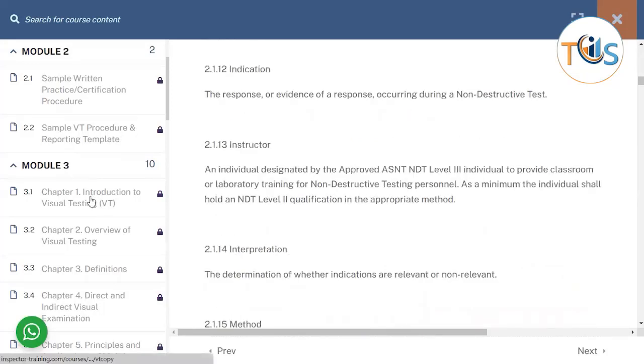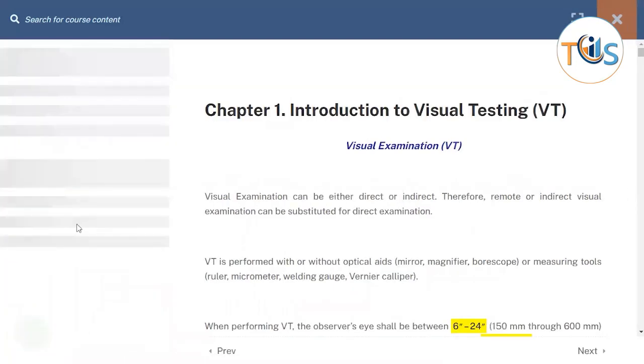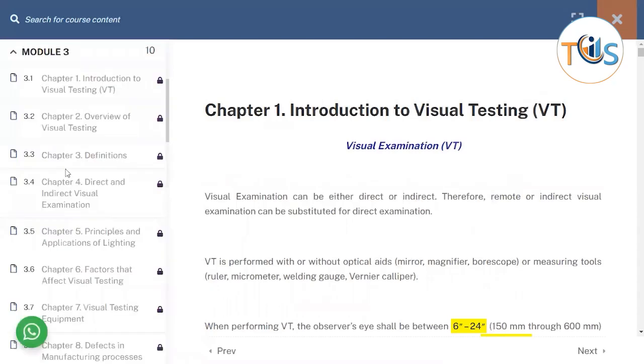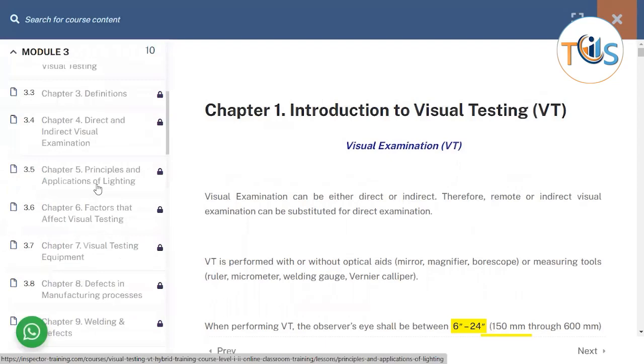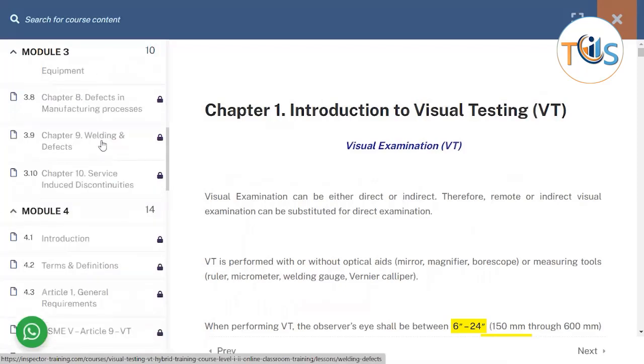And chapter 3, which is the main module, is an introduction to visual testing, an overview of visual testing, and then it goes on to definitions, direct and indirect visual examination, principles and application of lighting, factors that affect visual testing, equipment, defects in manufacturing processes, welding and defects, and service-induced discontinuities.